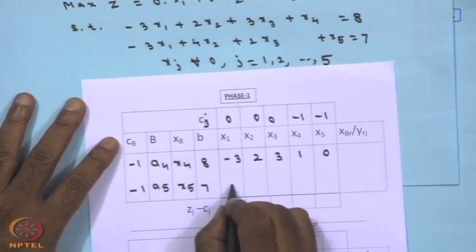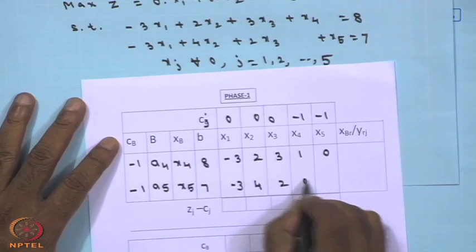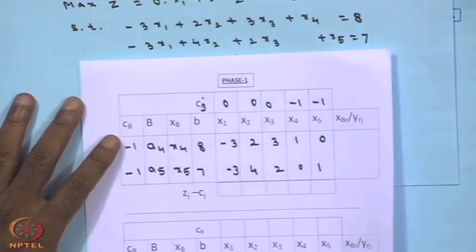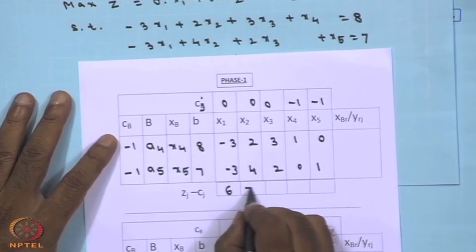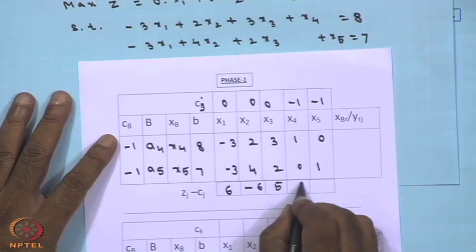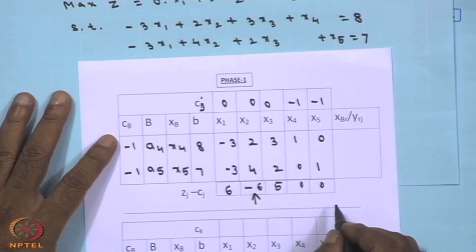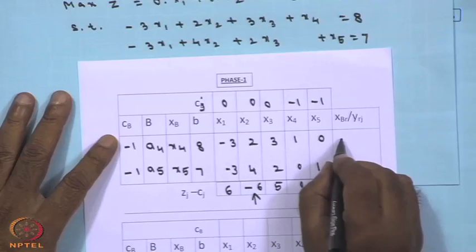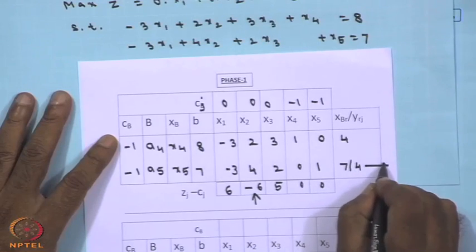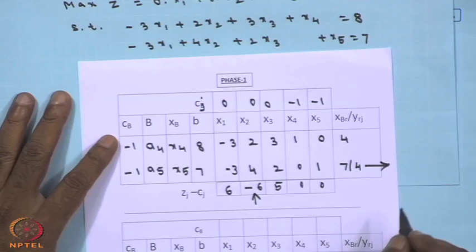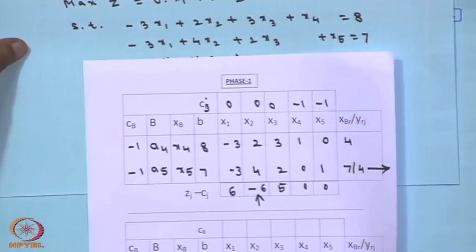This will be 7, minus 3, 4, 2, 0 and 1. So, calculate the Zj minus Cj, this will be 6, this will be minus 6, 5, 0 and 0. So, your entering vector is here x2. Calculate the corresponding ratio, this is 4, this is 7 by 4. So, therefore, outgoing vector is your x5. So, x5 is going out.